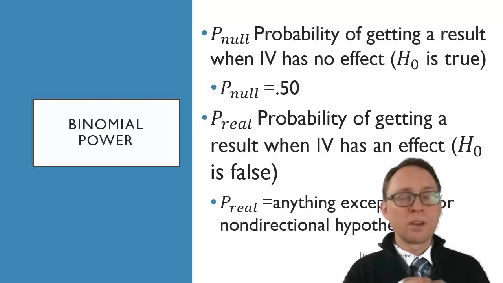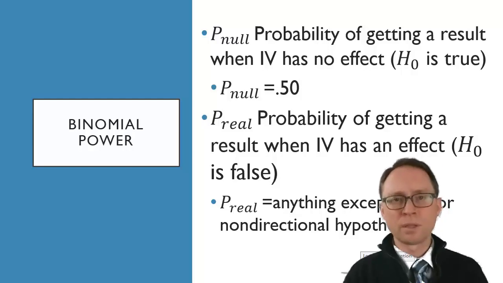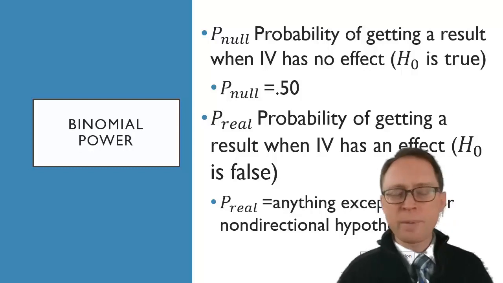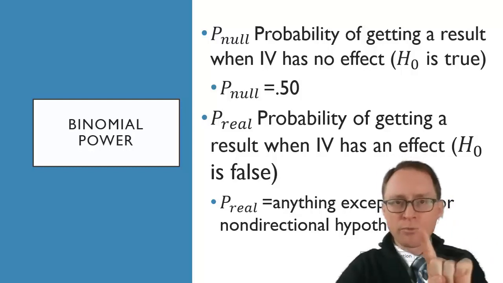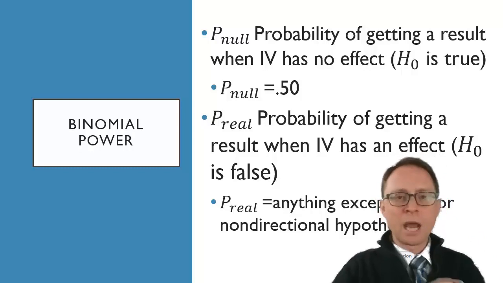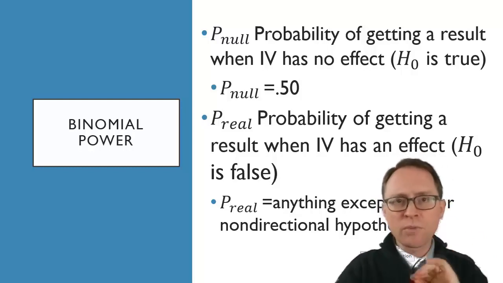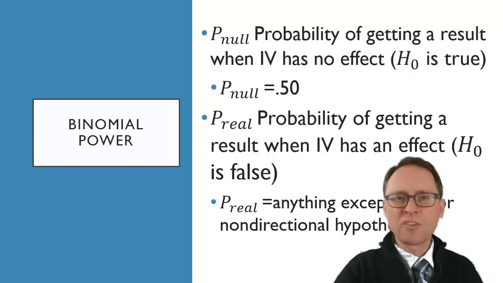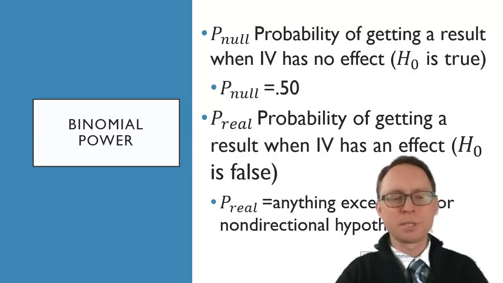If the love potion doesn't work, I would still expect about 50% of the people to fall in love. So what does this mean? We're talking about a binomial now. The outcome is you either fall in love or you don't. Those are the 2 outcomes, okay? If nothing's happening, if my love potion doesn't work, 50% are going to fall in love. If my love potion does work, I predict that 80% are going to fall in love.